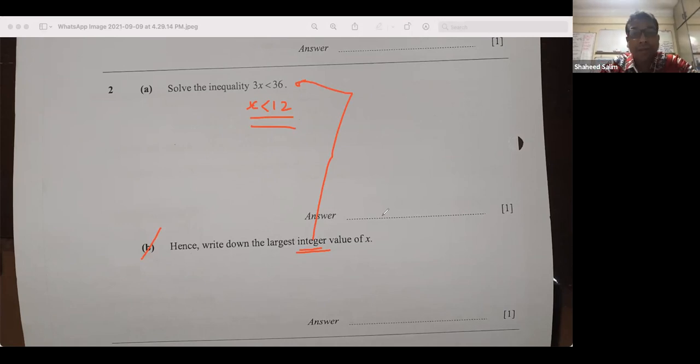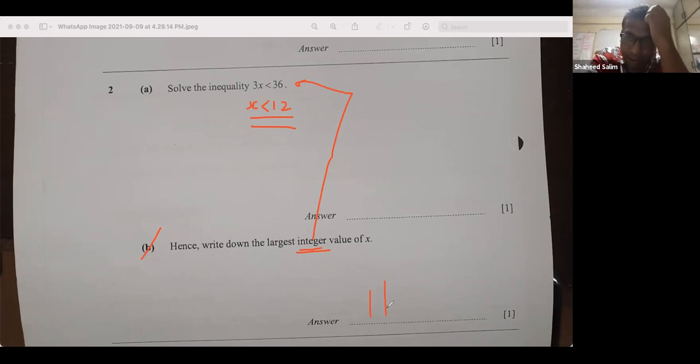Are you sure? This sign means x is smaller than 12. It cannot be 12. Smaller than 12. What's the biggest possible one? You must give a number. X is smaller than 12, what's the biggest? It's 11. Do you get it or not? X is smaller than 12.